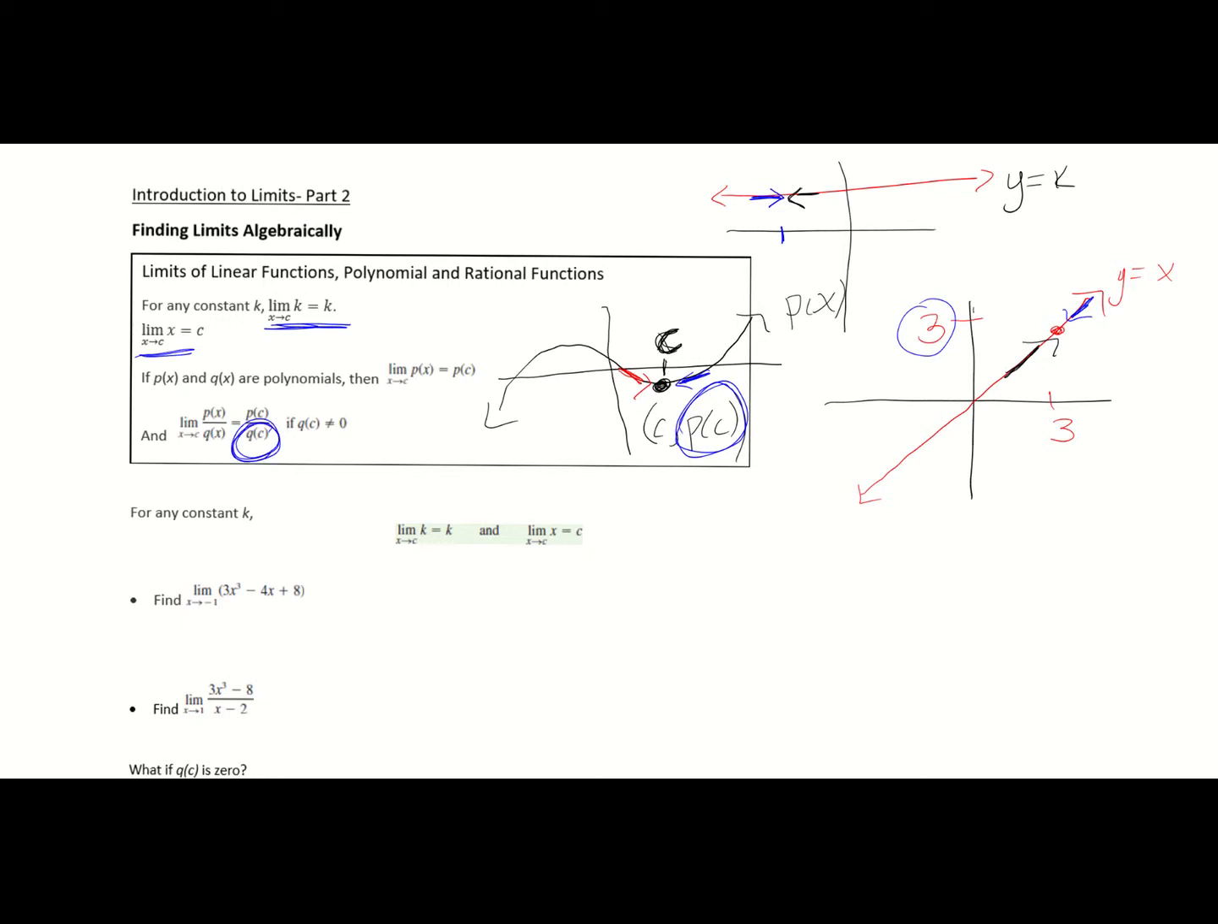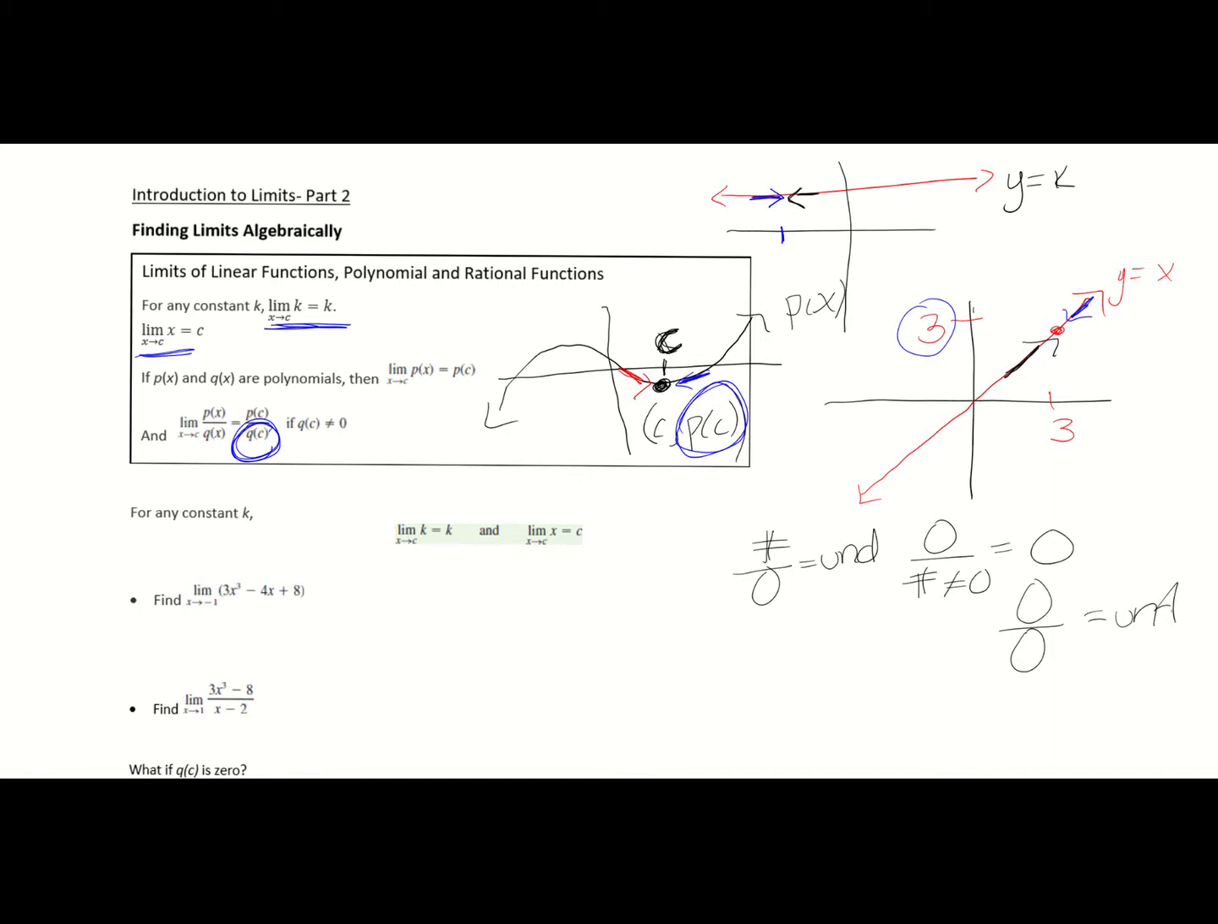Because remember that when c is, the bottom is 0, that fraction is undefined, right? So as a quick reminder, if you have a number that is not 0 over 0, it's undefined. If you have a 0 over a number that's not 0, this is 0. And if you have 0 over 0, and this one confuses a lot of people, this is undefined.